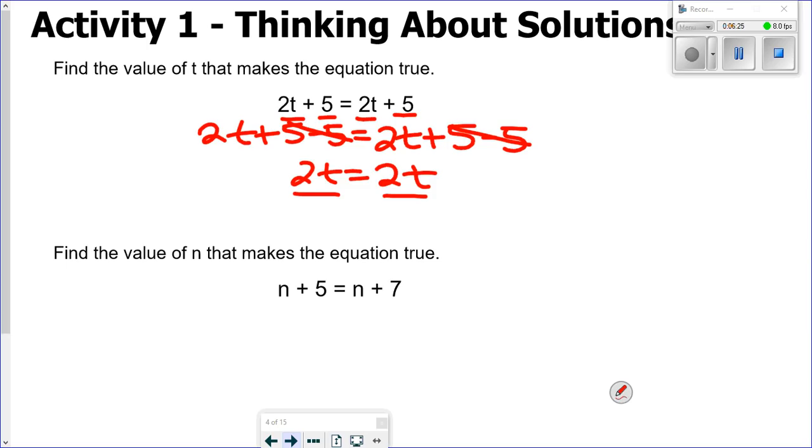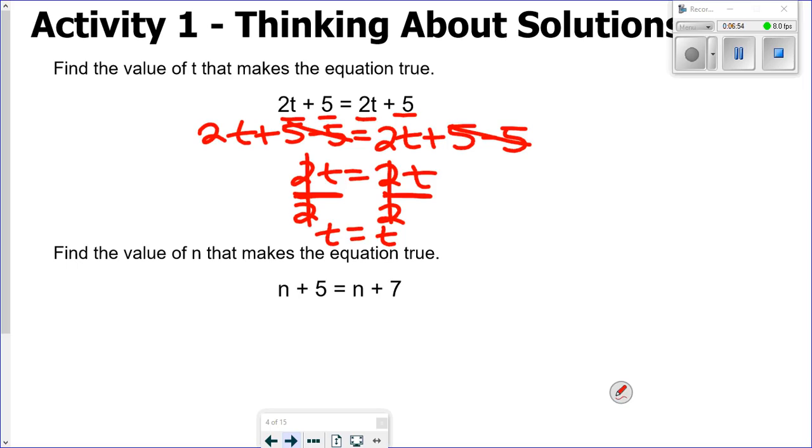If I wanted to go ahead and eliminate my 2 now, I know I can do the inverse, which I'm seeing 2 times t. The inverse of multiplying would be dividing. So I'm going to divide by 2, and again, whatever I do to the left, I must do to the right to balance my equation out. On the left, they divide out. On the right, they divide out. Now I can see even further that I'm still left with two equivalent statements. T will always equal t.